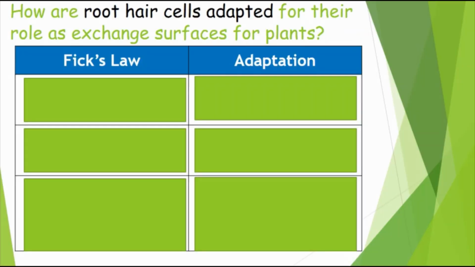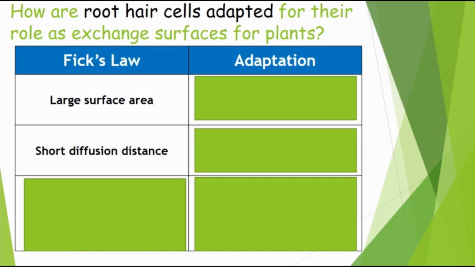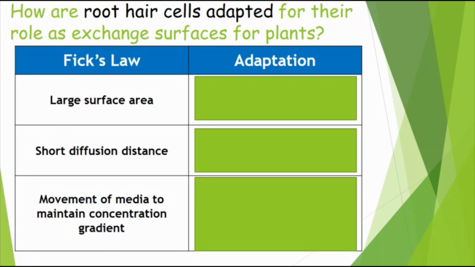Let's take a moment to pause and think about how these root hair cells are adapted as exchange surfaces for plants. First, you need to remember the three Fick's law factors, and then think about how this is a good adaptation for them. So the first is the fact it has a large surface area. The second is that there's a shorter diffusion distance. And the third is the movement of medium to maintain a constant concentration gradient.